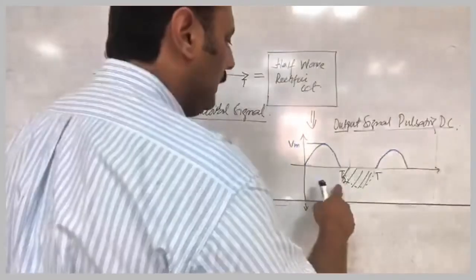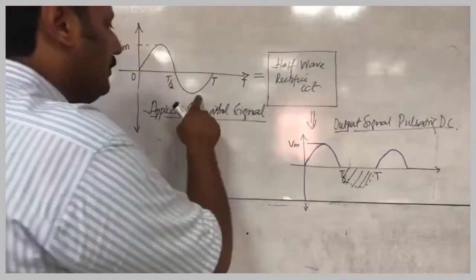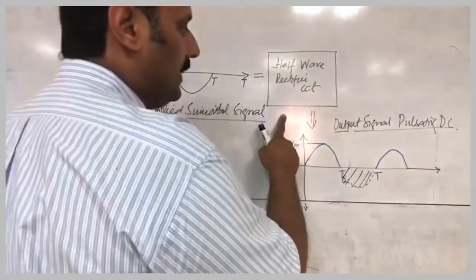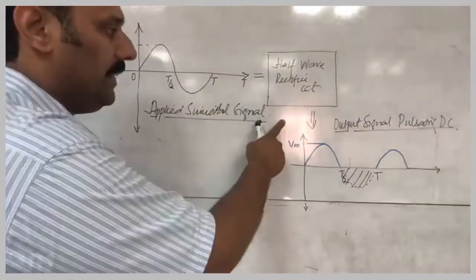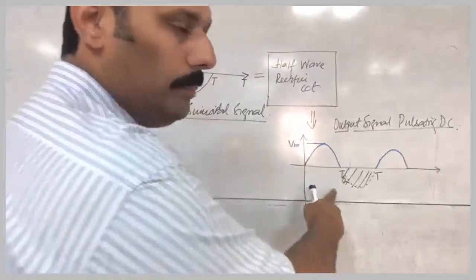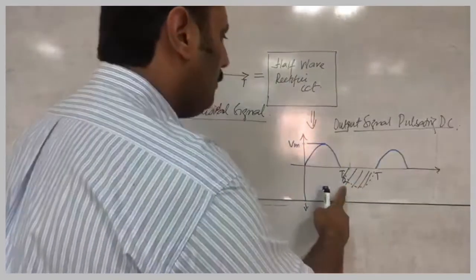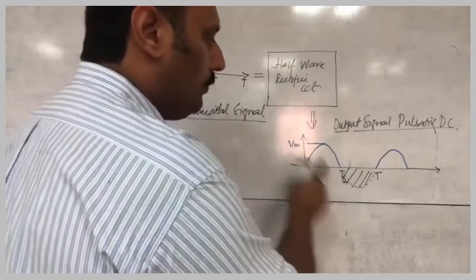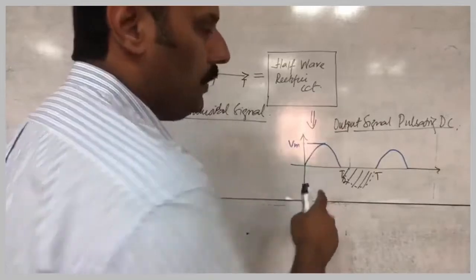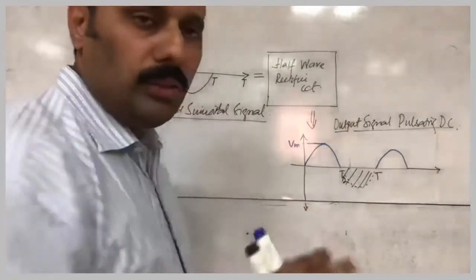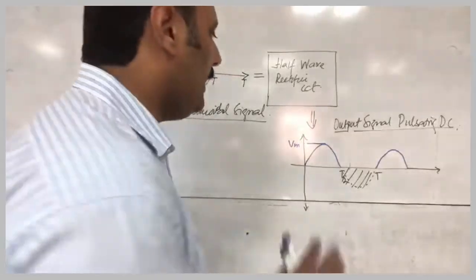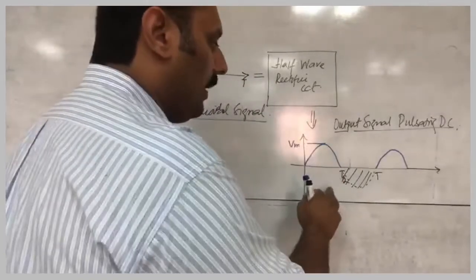So here you will see, when the negative half cycle passes through the half-wave rectifier circuit, what will the circuit do? It will block the negative half cycle of the sinusoidal signal. So it means that the half-wave rectifier circuit only allows the positive half cycle and rejects the negative half cycle.